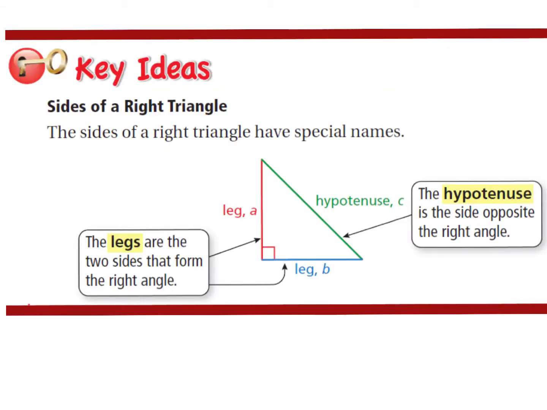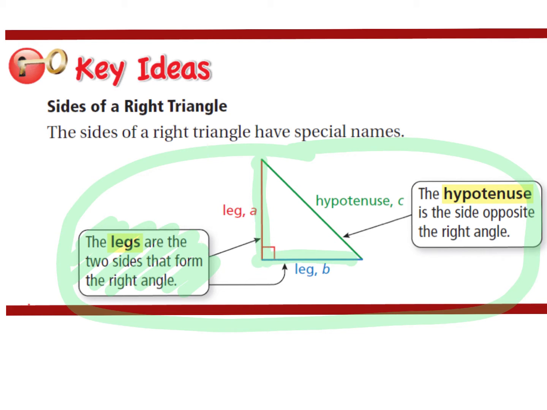So the first thing I want you to put into your notes is this. I want you to draw a picture of a right triangle, and I want you to label the sides. So the legs are the two sides that make up the right angle, and the hypotenuse is the side that is opposite that right angle. And you have to know them.